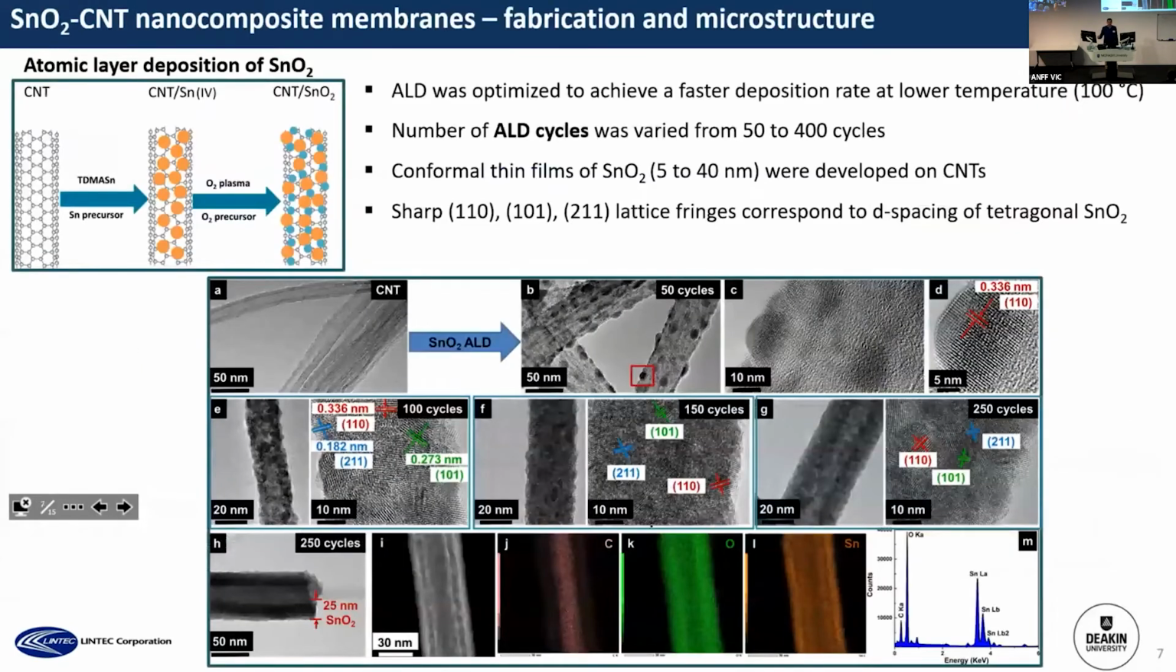And then we apply the atomic layer deposition technique on top of the CNT membrane surface, and as you can see here, at the lower number of ALD cycles, the tin oxide starts to nucleate around the CNT walls. And then by increasing the number of ALD cycles, we can notice an increase in the diameter of the carbon nanotubes due to the deposition of tin oxide. And when we measure the spacing of the lattice fringes, we can see it corresponds to the tetragonal tin oxide structure. And this was also confirmed by the EDX mapping and the elemental analysis, as you can see.